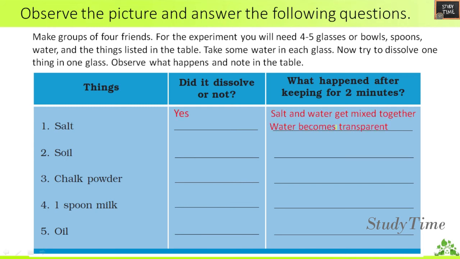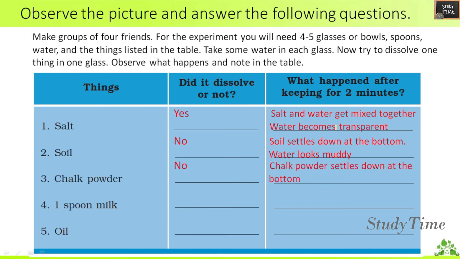Salt will dissolve. Water becomes transparent because salt gets mixed in the water. Next is soil. Soil will not dissolve. It will settle down. Chalk powder also will not dissolve. It will settle down. One spoon of milk, no. Oil will not dissolve. Oil floats on the surface of water.